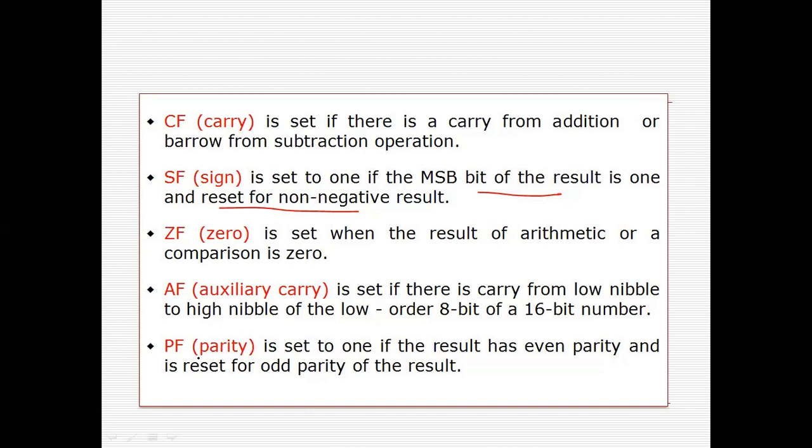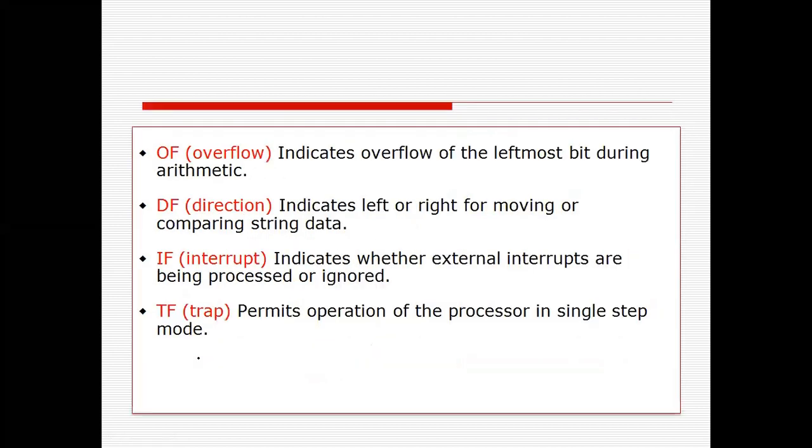So this is all about the carry flag, sign flag, zero flag, auxiliary carry flag, and parity flag. And another conditional flag is the overflow flag. What is the difference between the carry flag and the overflow flag here? The carry flag is also used to represent the extra bit of the result, whereas the overflow flag is also used to represent the extra bit of the result. Then what is the difference between them?